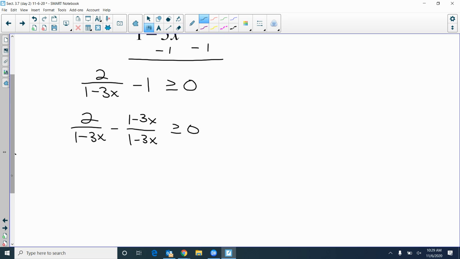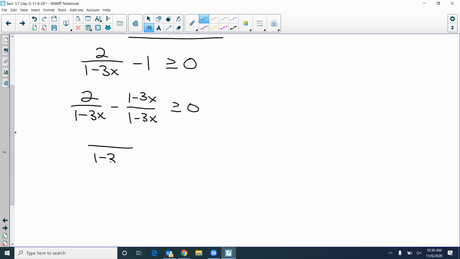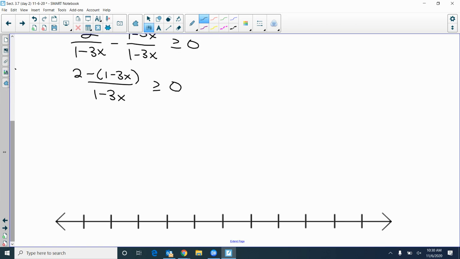So 1 minus 3x is my denominator. This gives me 2 minus (1 minus 3x). Don't forget to treat that as in parentheses, 2 minus that quantity. Otherwise, you're going to be messed up. All right, distribute that negative, combine like terms. What do I really end up with in the top? I end up with positive 3x. 2 minus 1 gives me plus 1, over 1 minus 3x, is greater than or equal to 0.